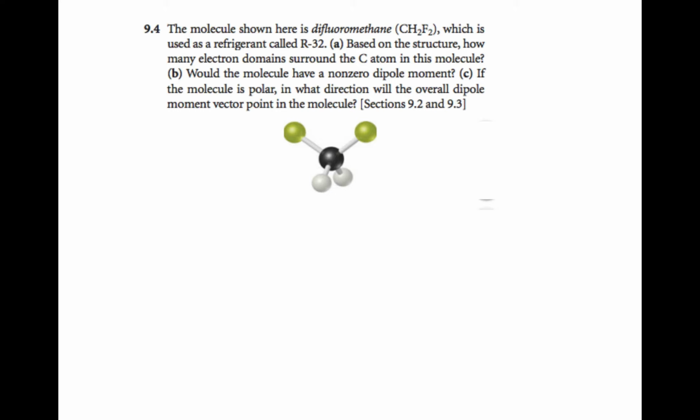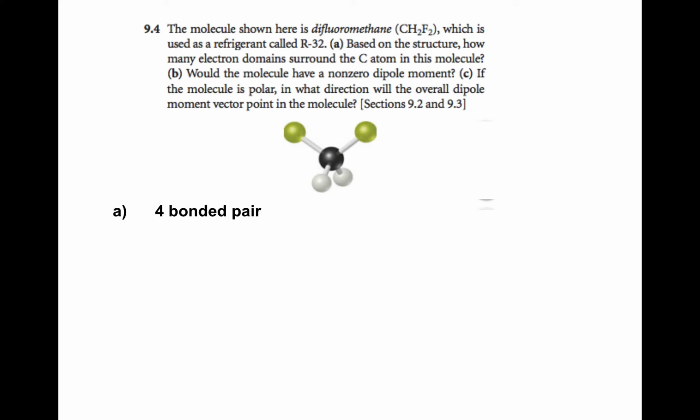All right, so we have this molecule, difluoromethane. Based on the structure, how many electron domains surround the carbon atom in the molecule? All right, so this is four bonded pairs, no lone pair, so this is going to be a tetrahedral geometry of the electron domains.